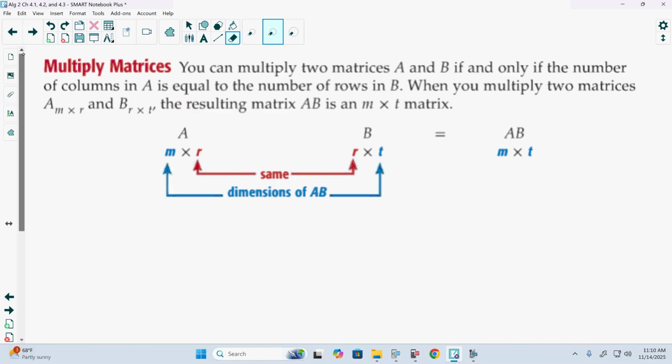Now here's the actual new part. We're multiplying by matrices. We're multiplying two matrices together. Now for us to be able to multiply two matrices, one thing has to hold true, and that's that the columns of the first matrix have to match the rows of the second. If the columns of the first match the rows of the second, we can multiply them together. And the new dimensions are going to be the rows of the first by the columns of the second.